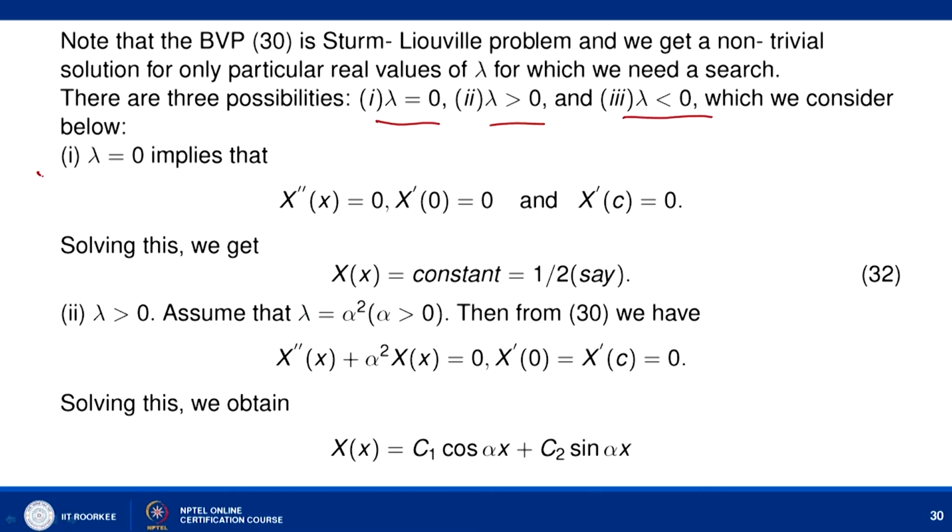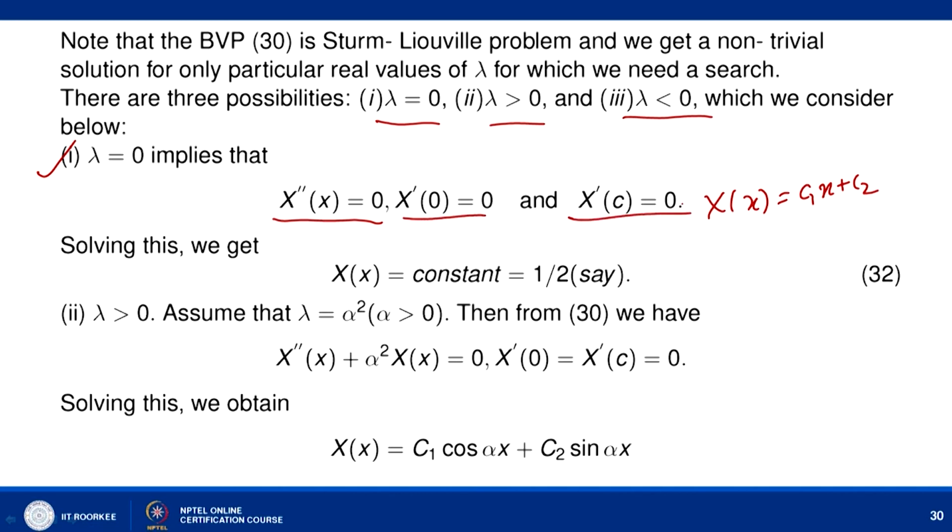First let us consider the condition that lambda equal to 0. When lambda equal to 0, our equation reduces to X''(x) equal to 0, with X'(0) equal to 0 and X'(c) equal to 0 as the boundary conditions. When you solve X'' equal to 0, you write X(x) equal to c1 x plus c2. You have to find this c1 and c2 using the boundary conditions.